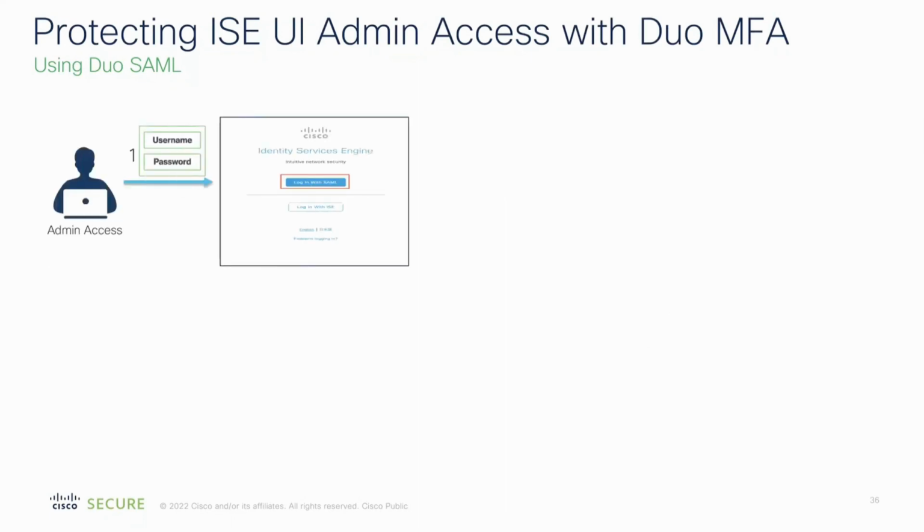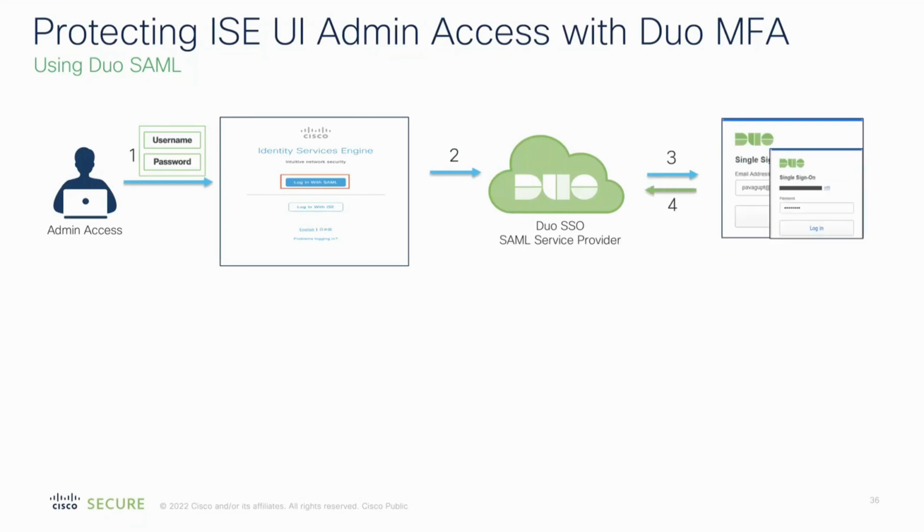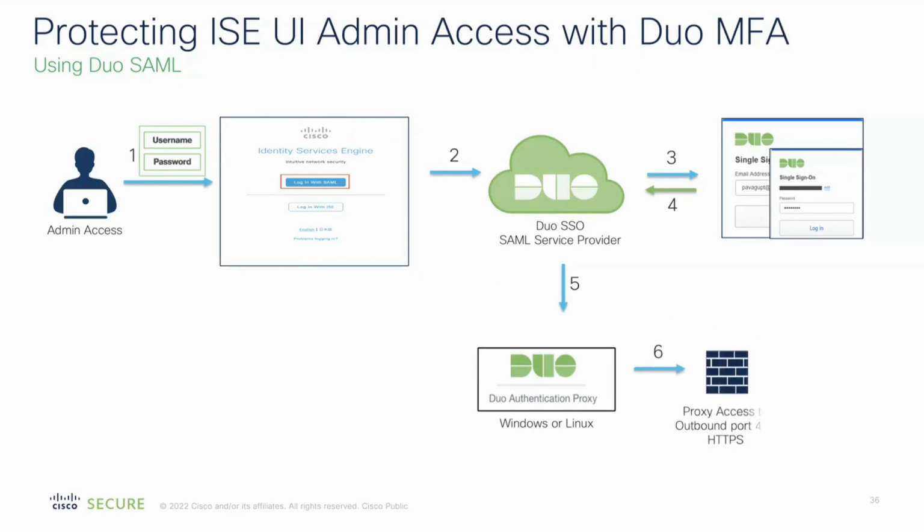So when an admin user tries to access the Cisco ISE login page, once everything is configured, you're going to see that he can also make use of a login with SAML. When you click on login with SAML, it will take you to the Duo SSO SAML service provider, where you enter the credentials. Once the credentials are submitted to Duo SSO, it takes them to the Duo Authentication Proxy. The Duo Authentication Proxy in turn validates them with Active Directory.